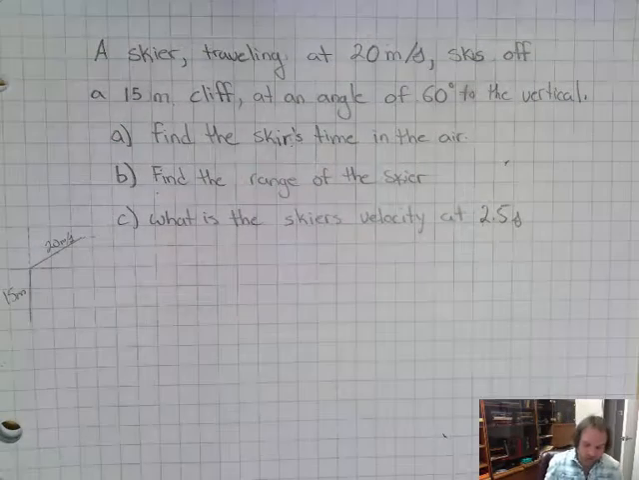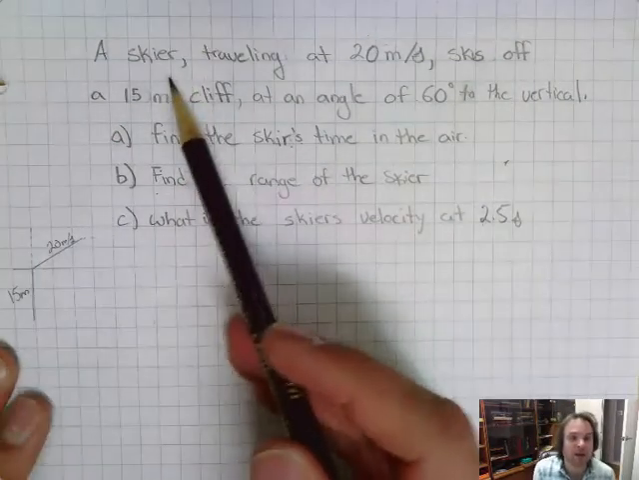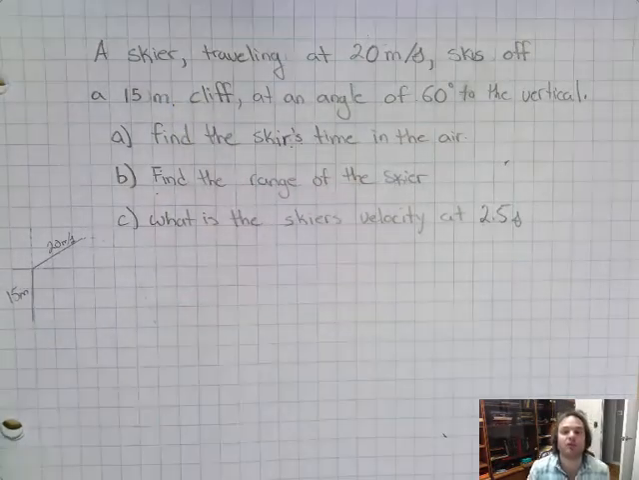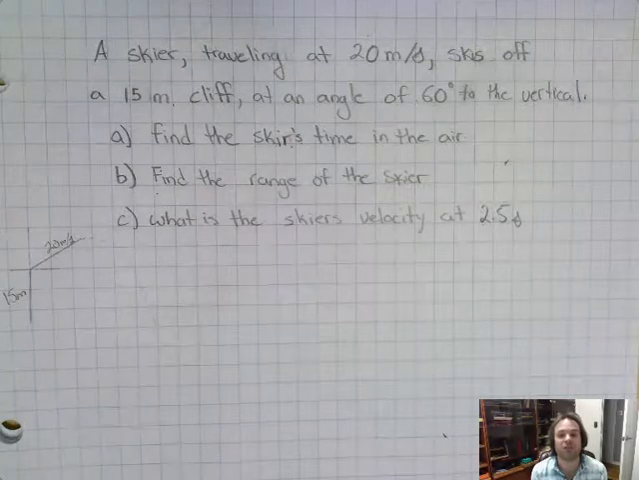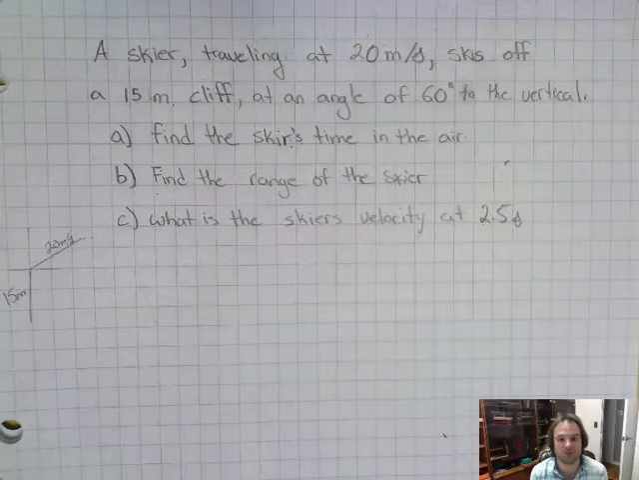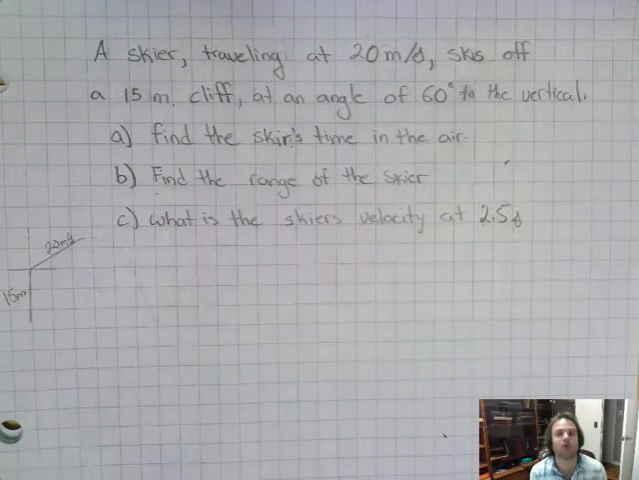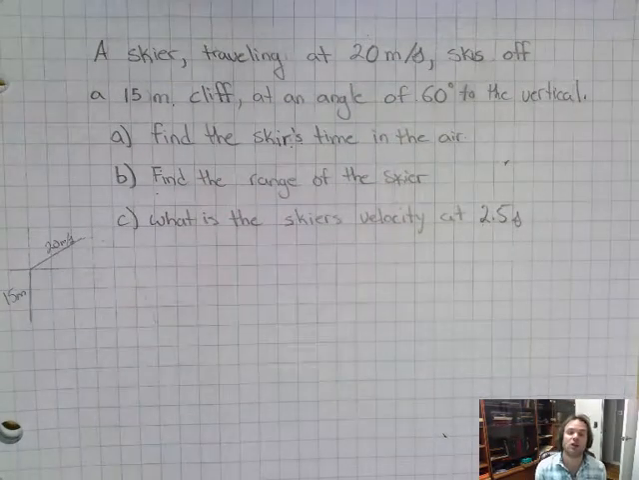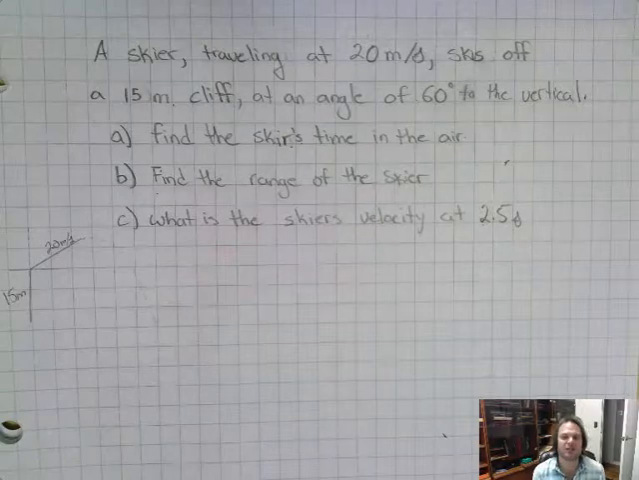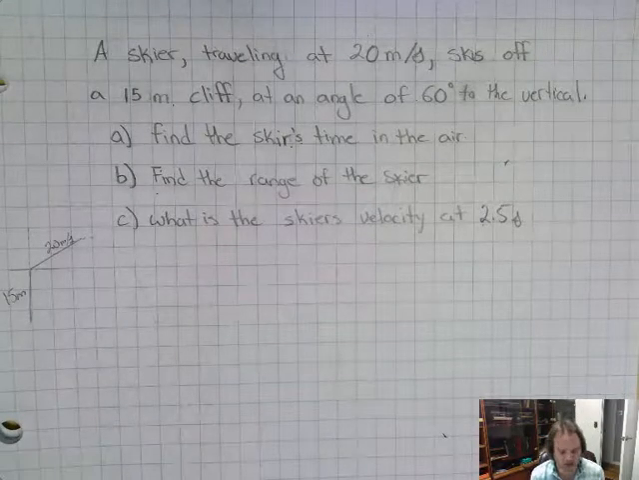So, let's take a look at my first question. A skier traveling at 20 meters per second skis off a 15-meter cliff at an angle of 60 degrees to the vertical. Find the skier's time in the air. Find the range of the skier. And what is the skier's velocity at 2.5 seconds?